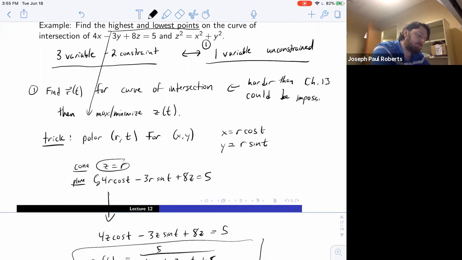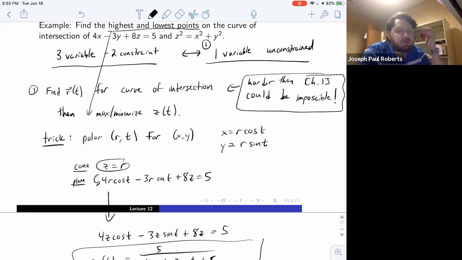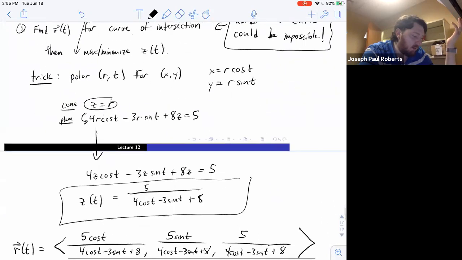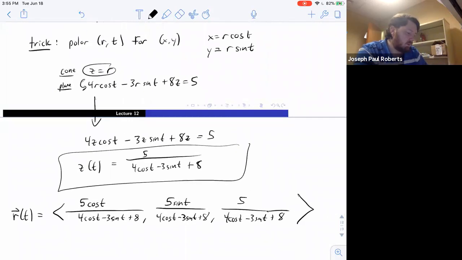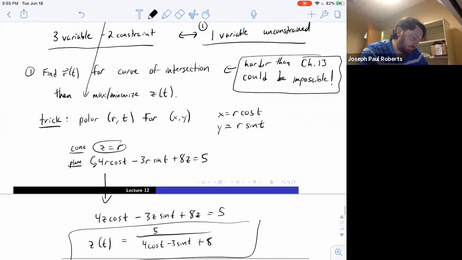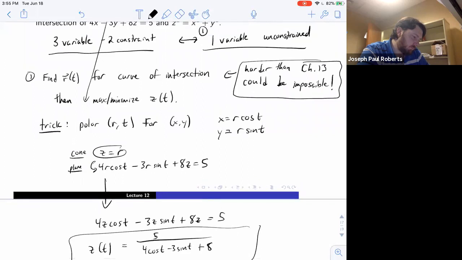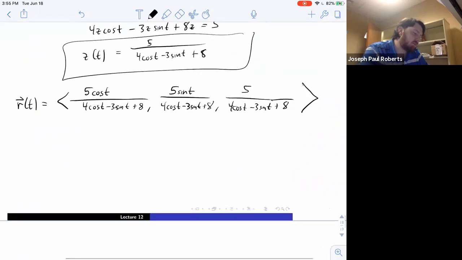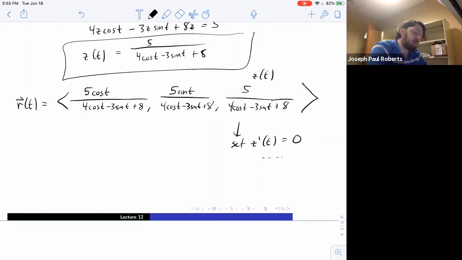So this whole theme of being able to occasionally avoid Lagrange multipliers relies on the fact that you can algebraically manipulate these. And so algebra could be hard or impossible. I would say this one's a little bit harder. But if you're trying to treat this as a one variable unconstrained problem, you would set z prime of t equal to 0 and go from there.